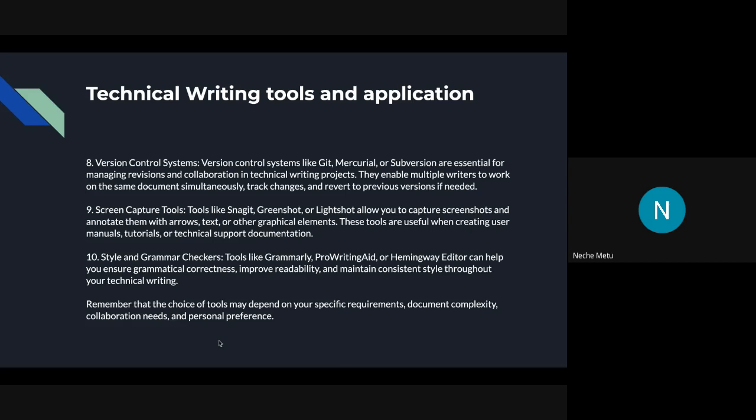Remember that the choice of tools may depend on your specific requirements, document complexity, collaboration, and personal preference. So, for example, I cannot pick up LaTeX for something that is not academic and scientific. And I cannot use Markdown for something that is academic and scientific. So everything has to do with your choice of tools based on your field and then what you want to achieve and your personal preference. So, please, next slide.